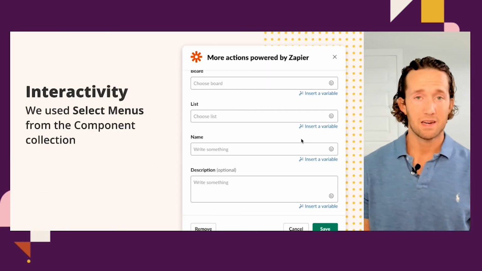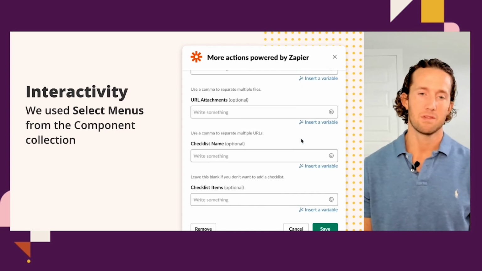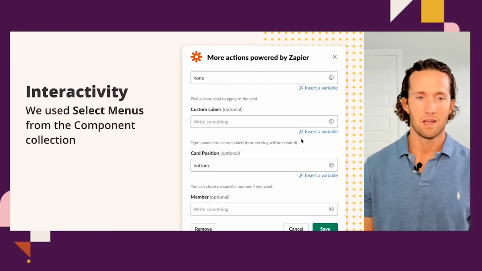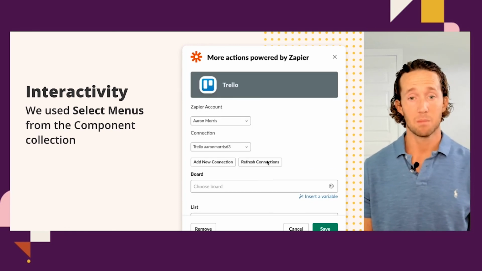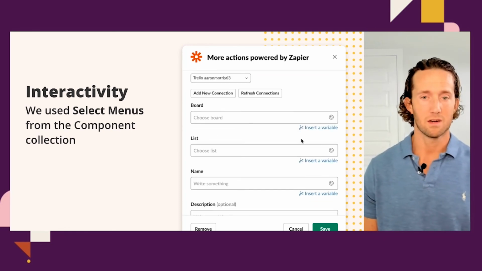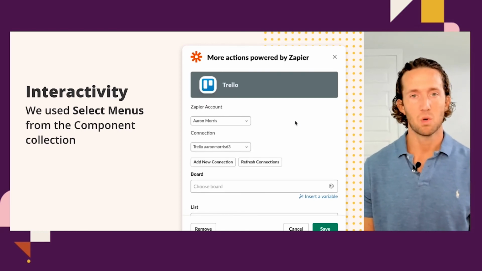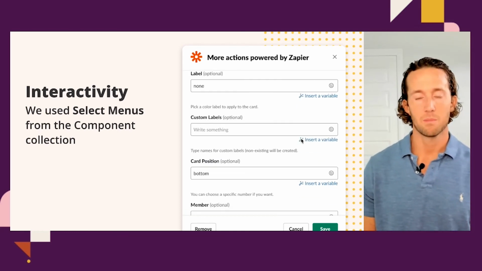Tip number 2 is make it interactive. There are plenty of components to add interactivity to your app. In order for Zapier steps to dynamically populate fields, what you're seeing here, we use select menus from the component collection to pull in data directly from Zapier's APIs.